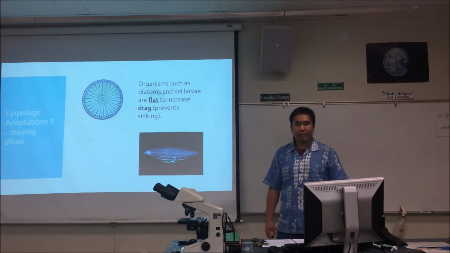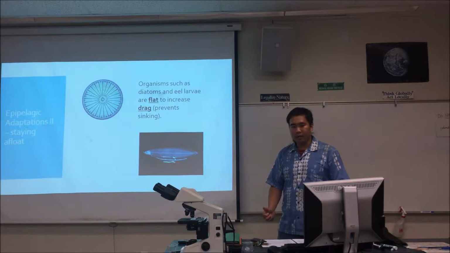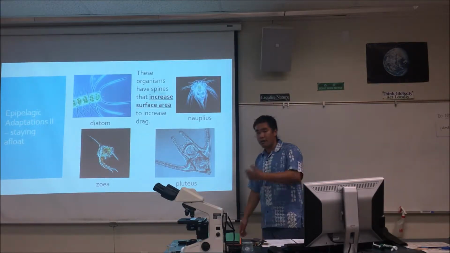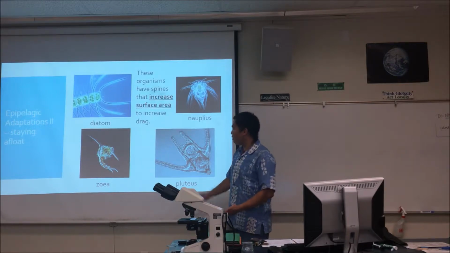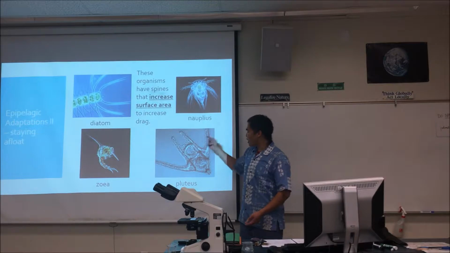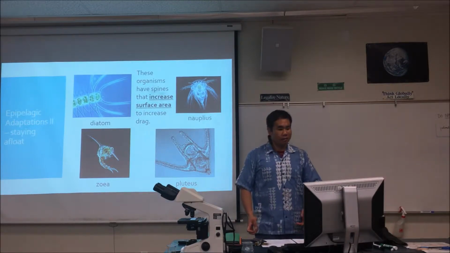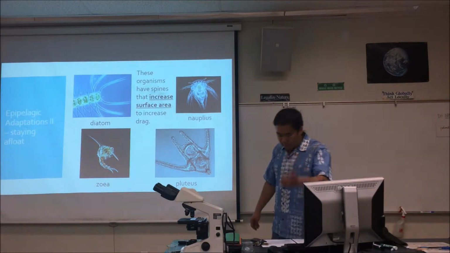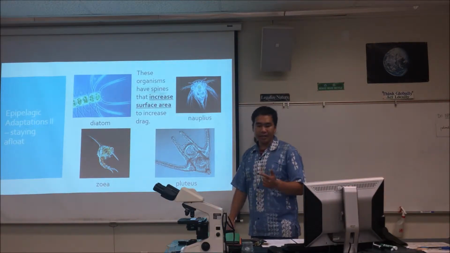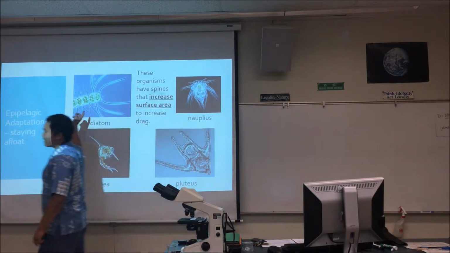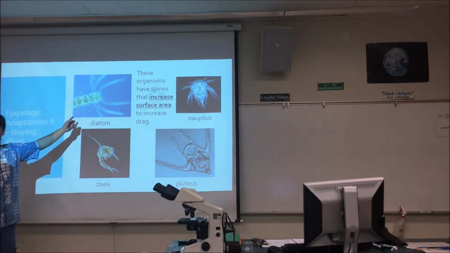So increasing surface area is one way. The second way to increase surface area is to have spines. So now we know why all these little plankton have spines on them. They're trying to increase their surface area in order to increase drag and sink slower. So being flat, having spines, and lastly, look at this picture. Does this look like a diatom to you?